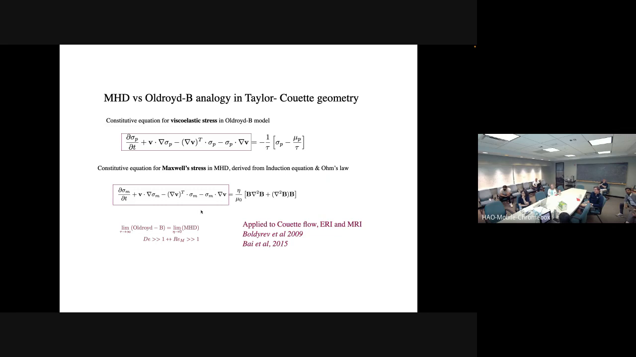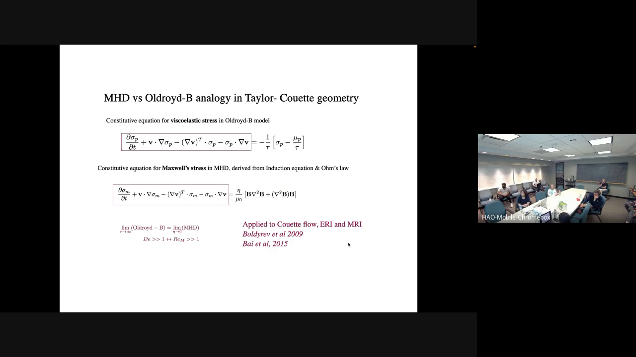So you see the left-hand side of both these equations looks identical. The only difference comes in the right-hand side here. Only if you have eta, which is basically the resistivity, going to 0, you have the ideal MHD approximation. And if you have tau going to infinity, you basically get the Oldroyd-B approximation, which means that when tau approaches infinity, the Oldroyd-B model is equivalent to the ideal MHD model, right?